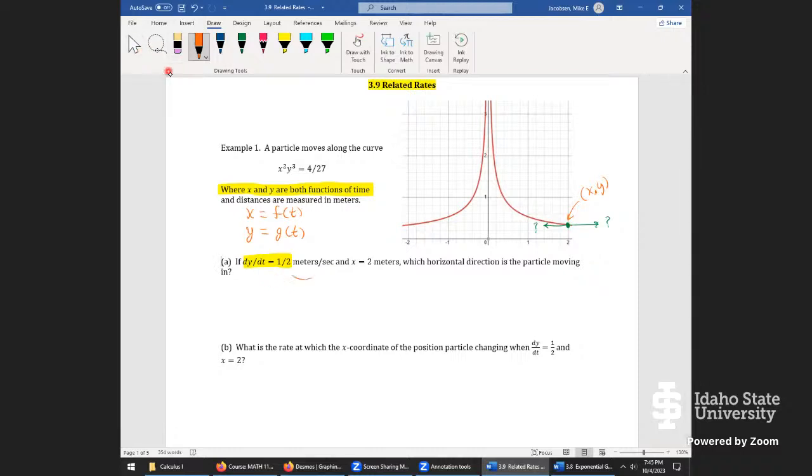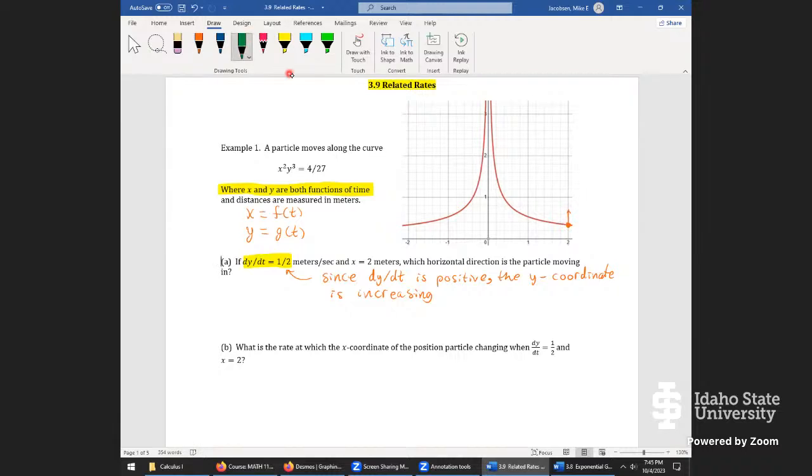So let's write this out. Since dy dt is positive, the y-coordinate is increasing. Let's go back to the graph. Oh, didn't mean to scribble on it. Let's go back to the graph. We're at a position 2 right here, and it must be going up.